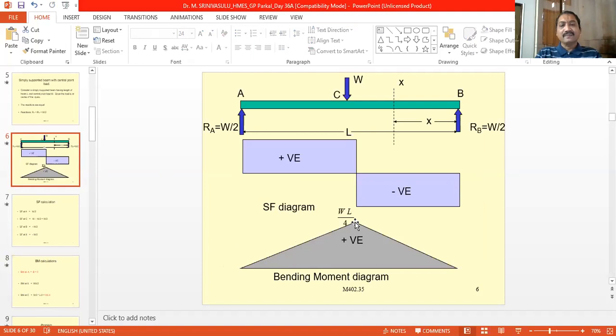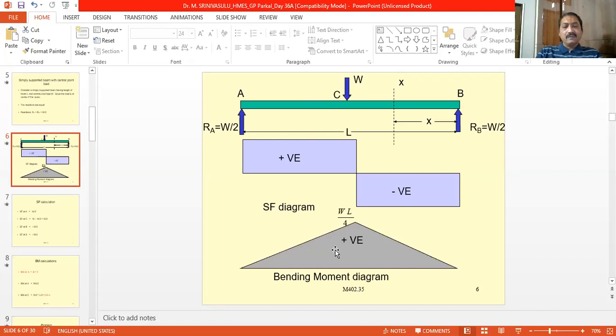Then how do we join these 3 points? That is very important. Here we have all point loads, and the general equation that we got at xx is W into x by 2. That is similar to the equation y is equal to mx. Therefore it is a straight line equation. So we have to join all the points with straight or inclined lines, and we get this triangular shape. So this is the positive bending moment diagram.